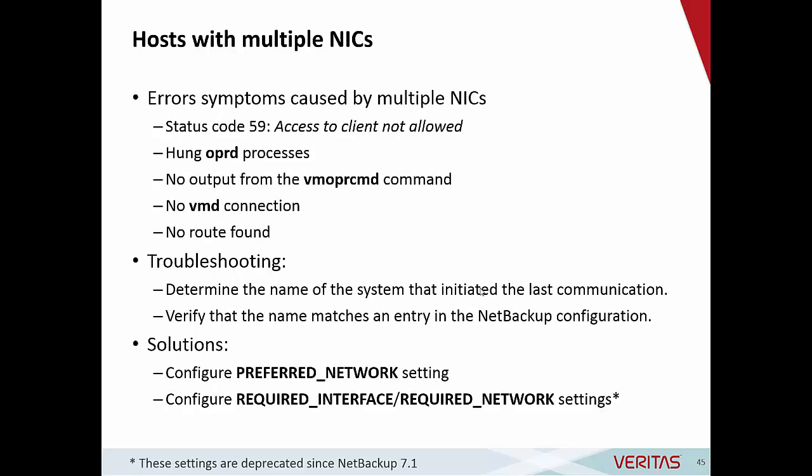Servers with multiple NICs attached to multiple networks, particularly multi-homed servers, can sometimes cause issues for NetBackup. They have some examples here, some status codes you can see. Status code 59, where the client is refusing access. That's probably because the transmission is coming in on an unexpected NIC, which means the IP address is mapping to the wrong host name. Or hung processes, especially media manager processes.